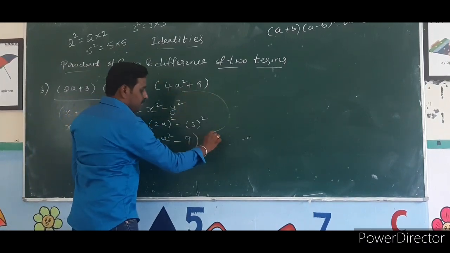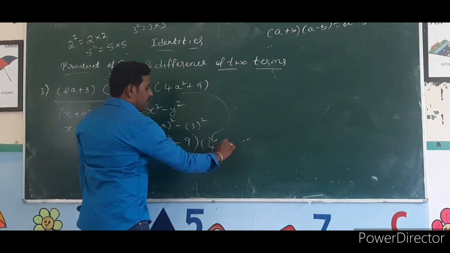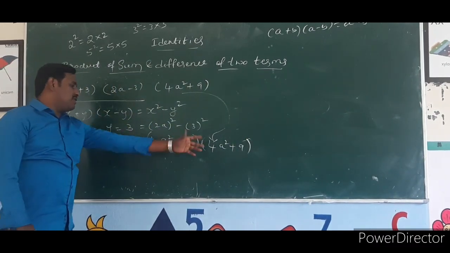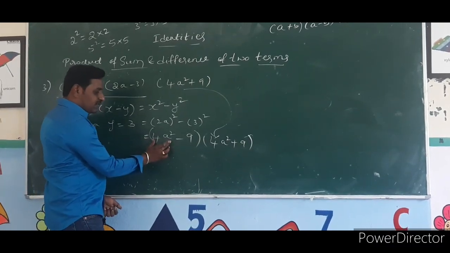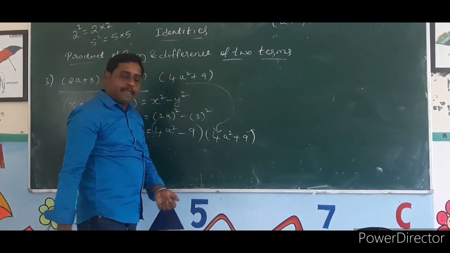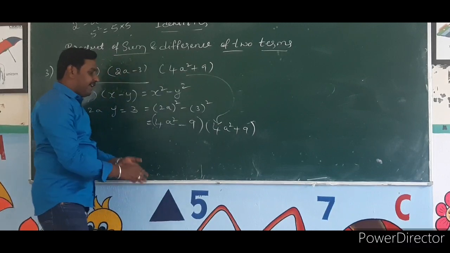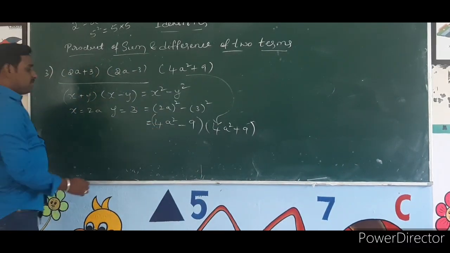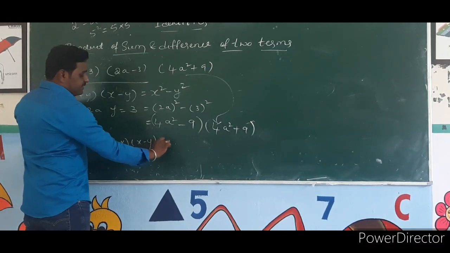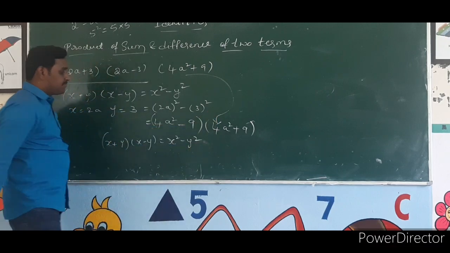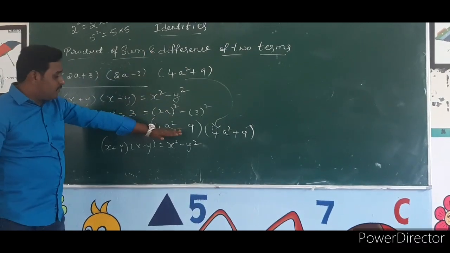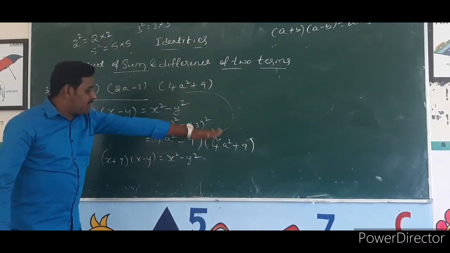Next, you have to bring down this term, 4a² + 9. Look at these two terms. First term here is 4a², here also 4a². Second term here is 9, here also 9. Here minus is there, here plus is there. Again you can use this formula, (x + y)(x − y) = x² − y². So far we have done up to this. What is the result? 4a² − 9. Next, bring down the next term.